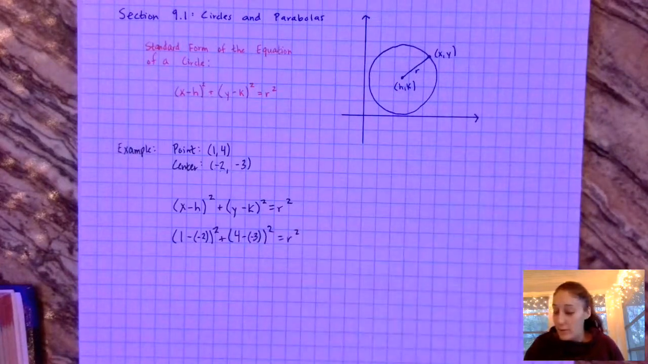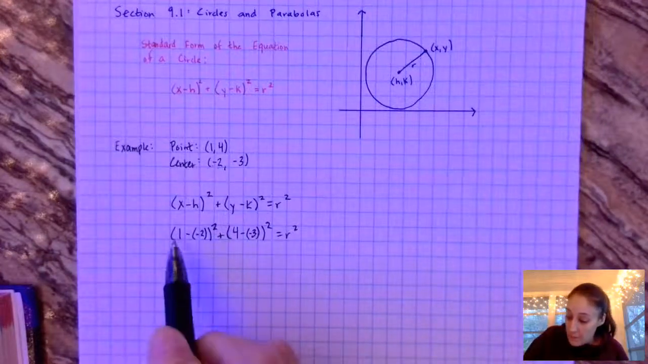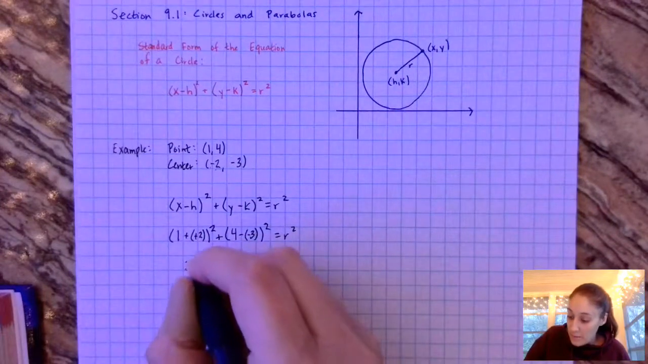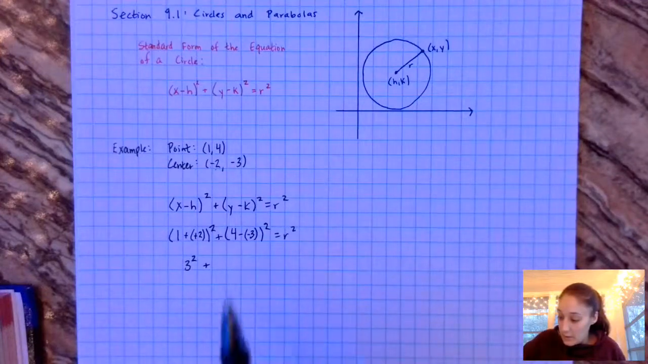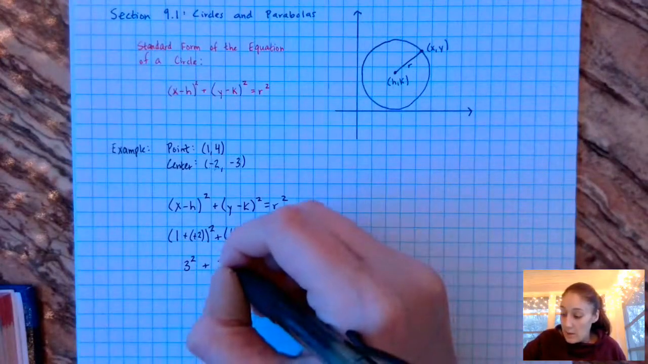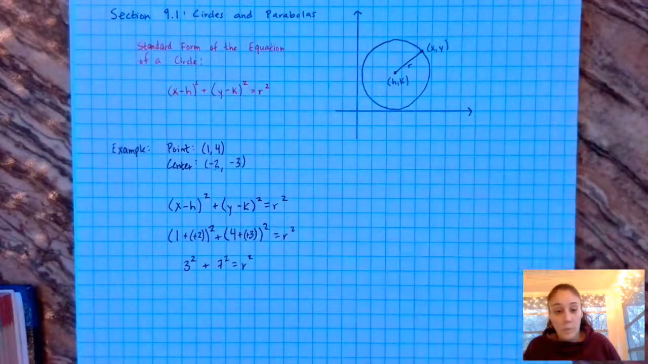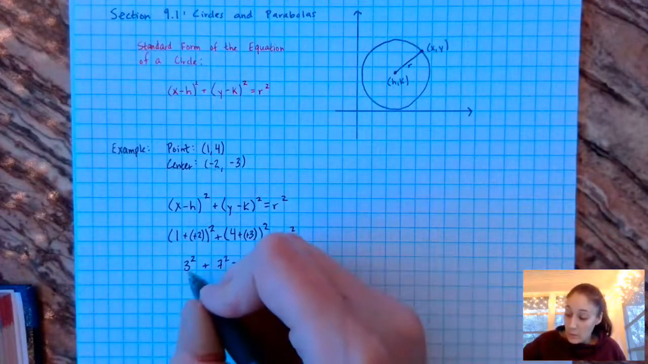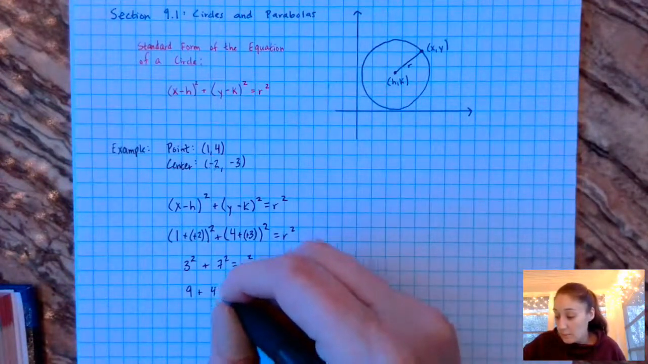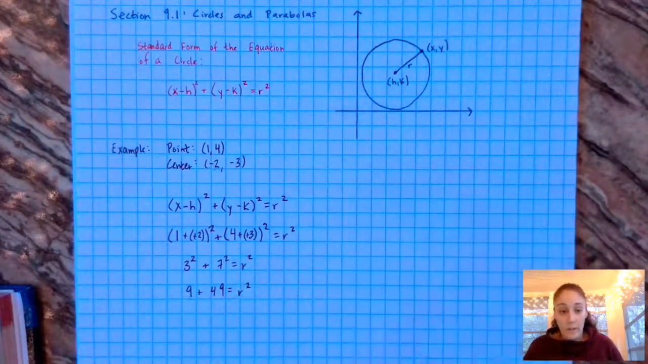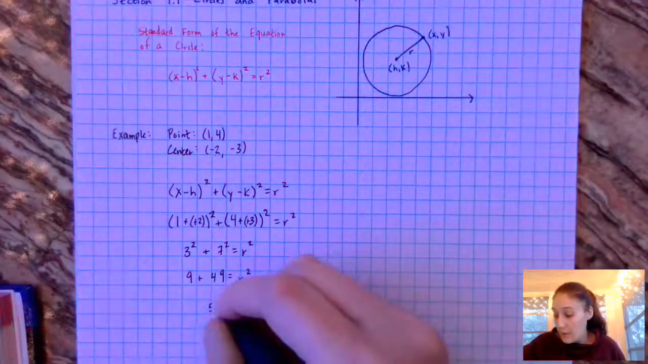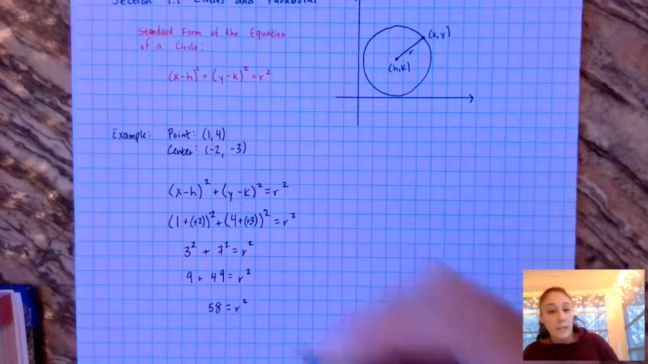Now let's do a little bit of math. This becomes plus plus, 1 plus 2 is 3. Right here, again, two negatives become positive, so 4 plus 3 is 7. If we simplify that, we'll know what our radius is. 3 squared is 9, 7 squared is 49. If I add this up together, I have 58 is my radius squared.